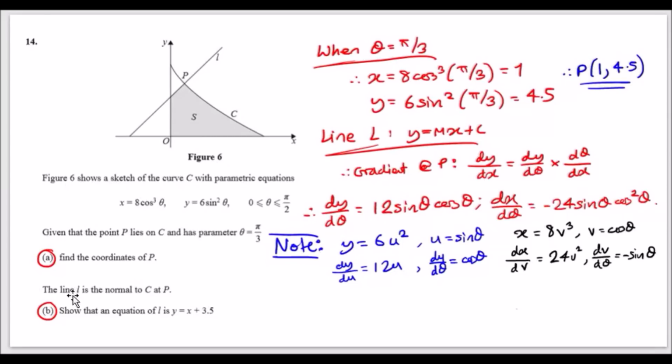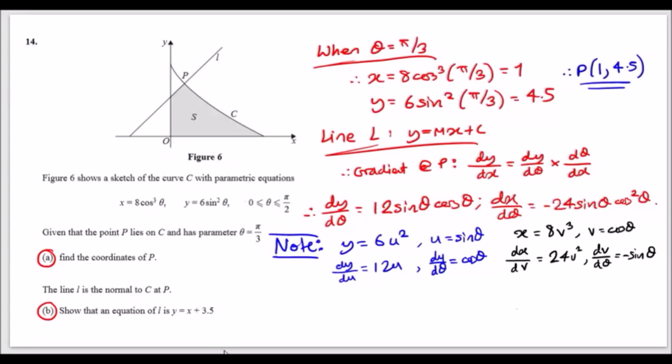Next one, the line L is the normal to C at P. So normal is over here, so this means that it's perpendicular. It is related to the tangent equation, but it's perpendicular to it. So it's completely 90 degrees. Show that you can form this equation. Okay, so that's what the line equation is going to be.